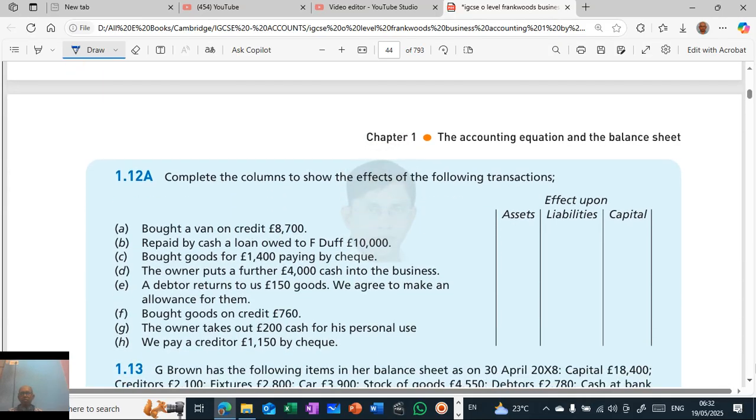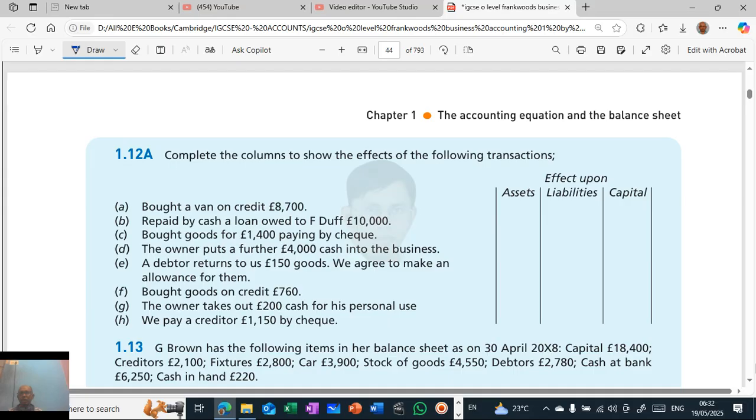So what you can do is you can just try this question: complete the columns to show the effect of the following transactions. This is a homework for you. Please try doing this, and if you have any doubts, please let me know, so maybe we will work out the solutions in class. What do you say?